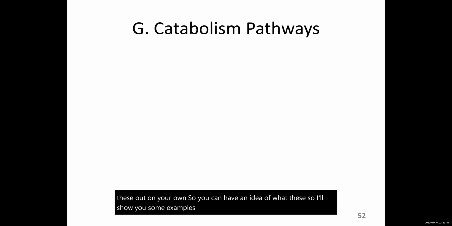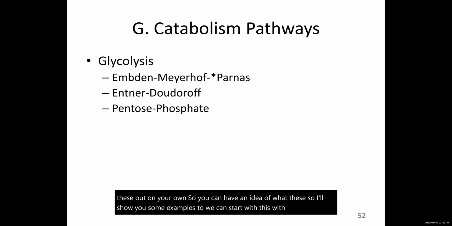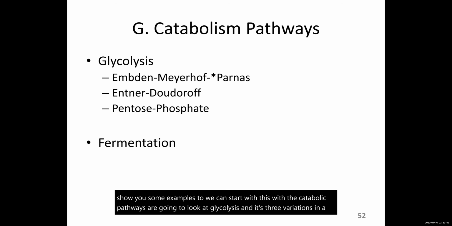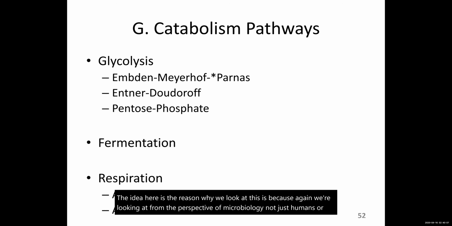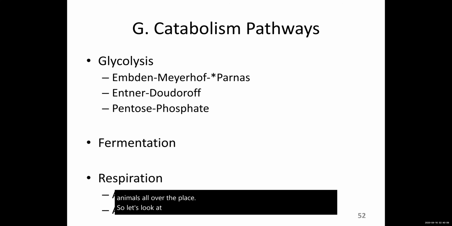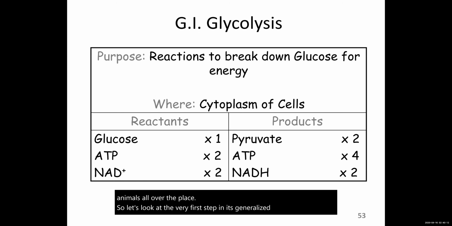We can start with the catabolic pathways. We're going to look at glycolysis and its 3 variations in a moment. We'll look at fermentation, and then we'll ultimately look at both types of respiration, aerobic and anaerobic respiration. The reason we look at this is because we're looking at it from the perspective of microbiology, not just humans or animals. So let's look at the very first step in its generalized format, glycolysis. You'll notice that in my tables, I've created a summary of what the whole thing is.